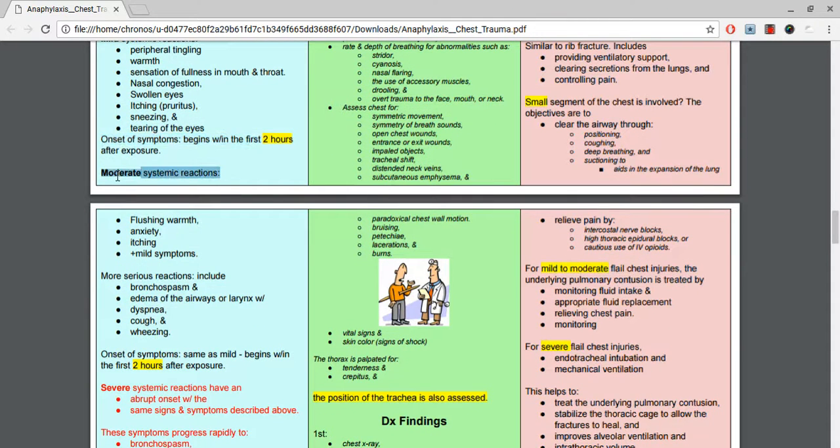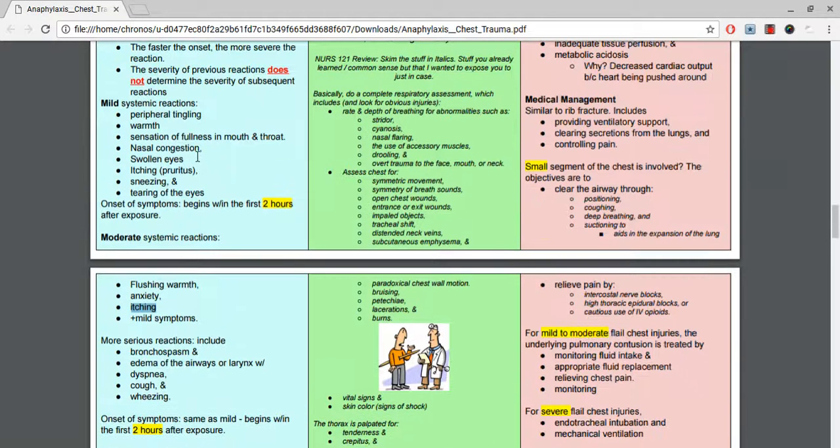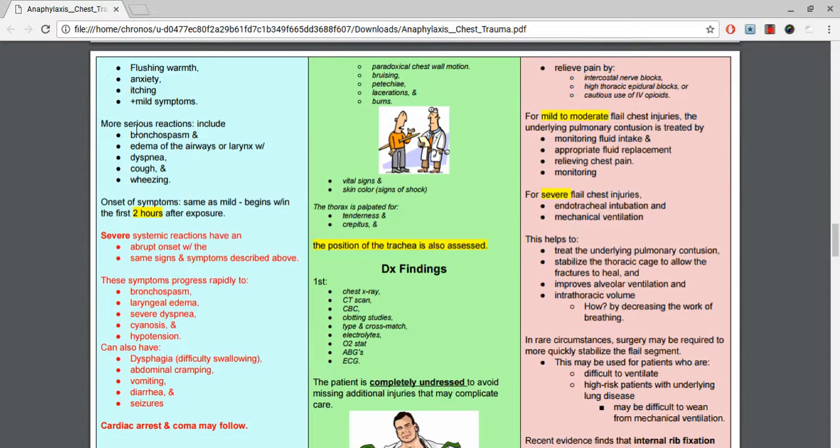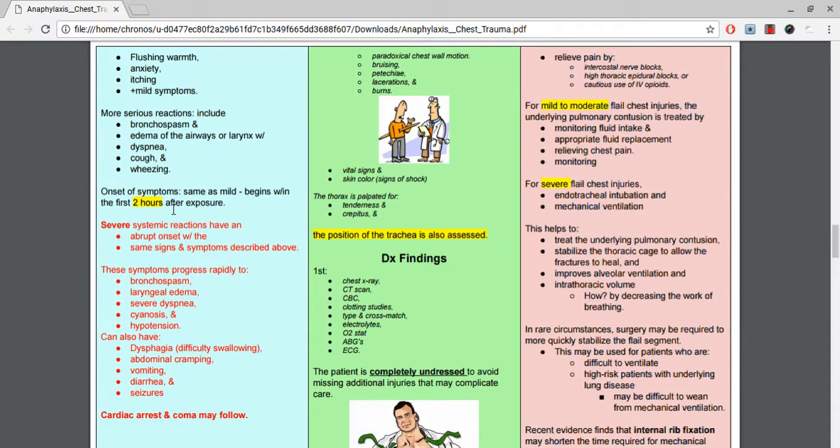Now let's move on to moderate systemic reactions. They could get flushing warmth, anxiety, itching, plus everything that we said in the mild symptoms section. More serious reactions include bronchospasms and edema of the airway or larynx with dyspnea, cough, and wheezing. Again, the onset is usually 2 hours after exposure.